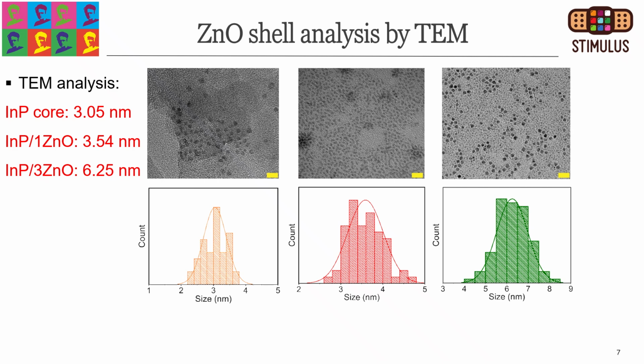After the synthesis of these quantum dots, we confirmed the growth of the zinc oxide shell by TEM analysis, and here we can see that the size of the core quantum dot is 3.05 nanometers, and after the growth of one zinc oxide shell, the size increases to 3.54 nanometers, and after the growth of three zinc oxide shells, the size increases to 6.25 nanometers.